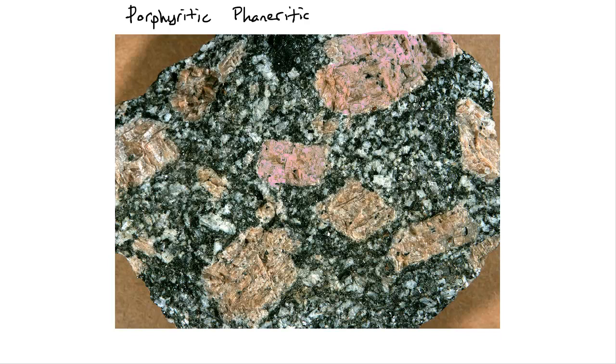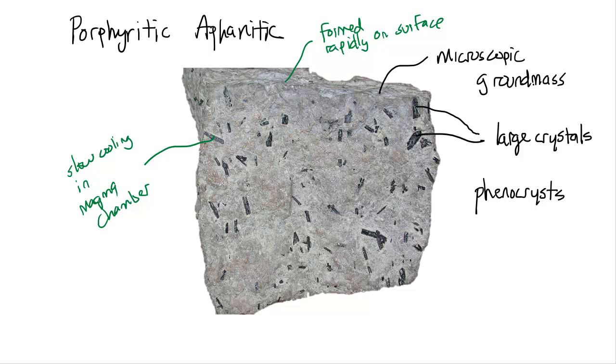But by far the most common type of volcanic rock and the most common example of porphyritic texture, and the one that you will need to be able to explain in this course, is the one that occurs in volcanic rocks like this one here.